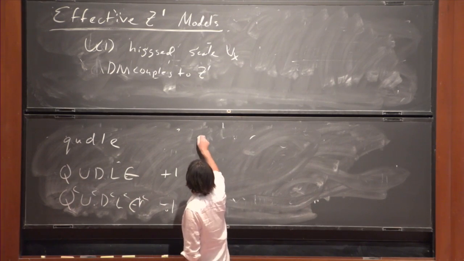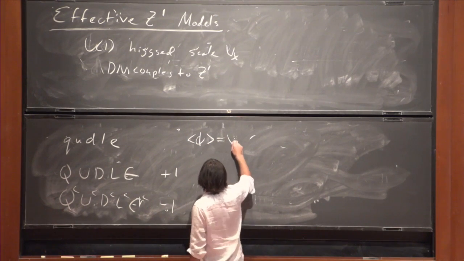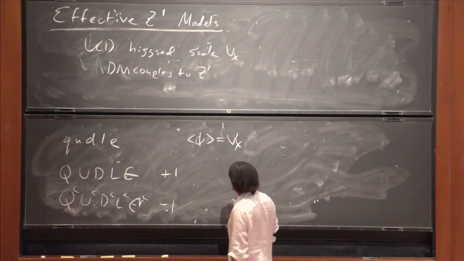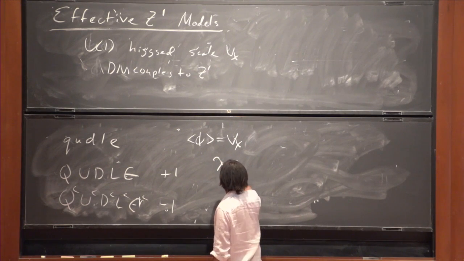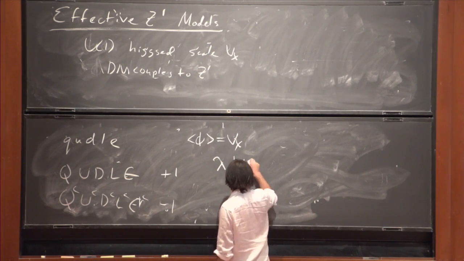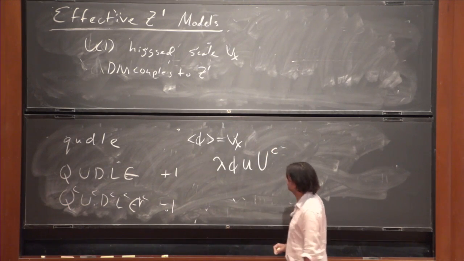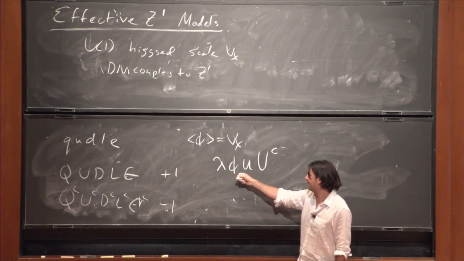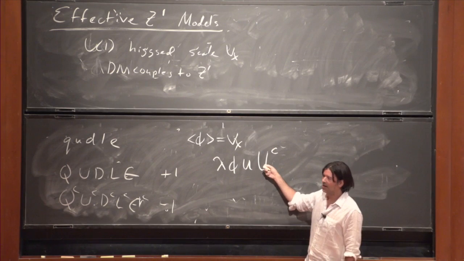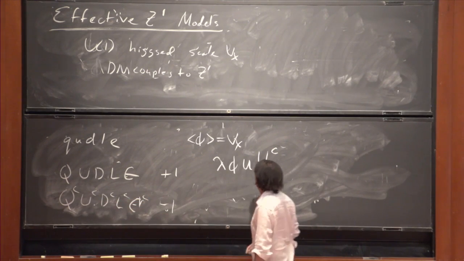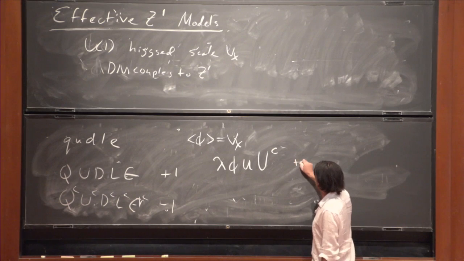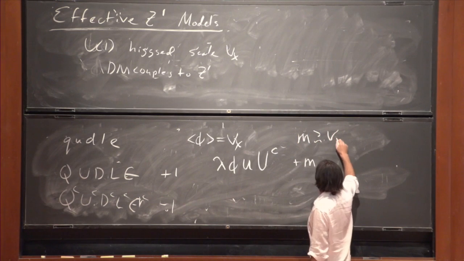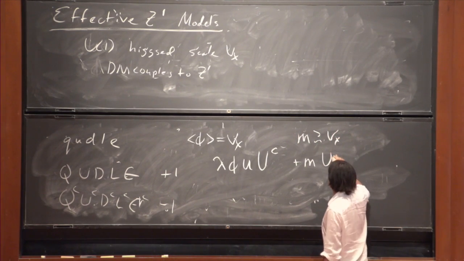So imagine that you have some Higgs boson that acquires a VEV, V sub x. Then you can write down the following terms. You write down lambda phi, for instance, u conjugate. Okay? So when V sub x gets a VEV, this is going to give a Dirac mass between the standard model up quark and this right-handed up quark. But you also write down some mass, which is a bit larger than V sub x, between U and u conjugate.